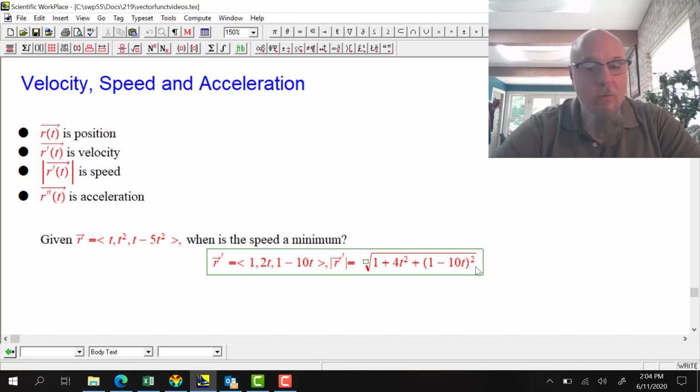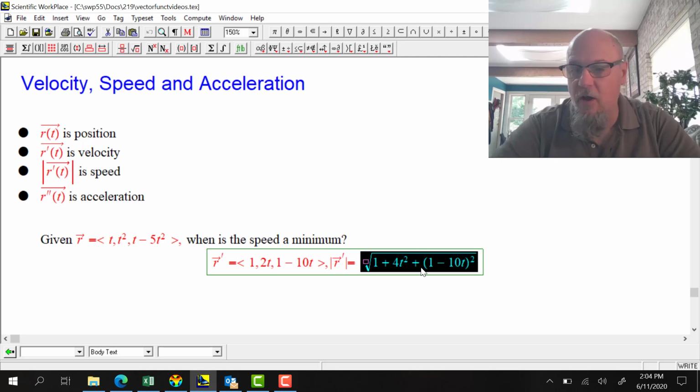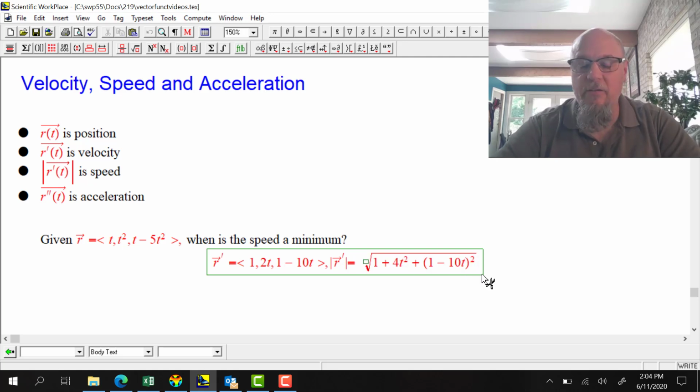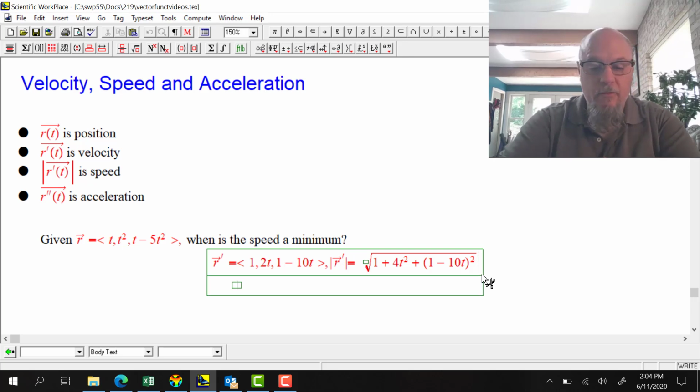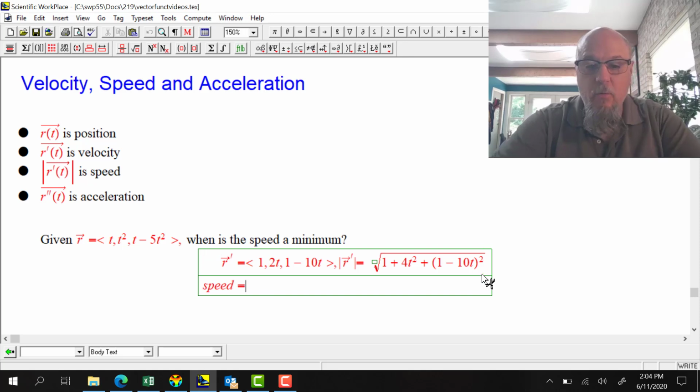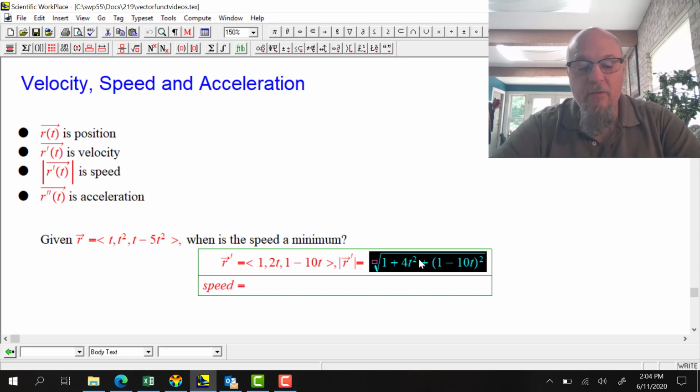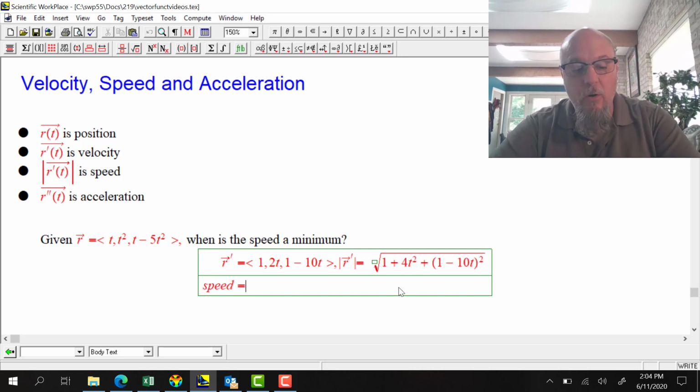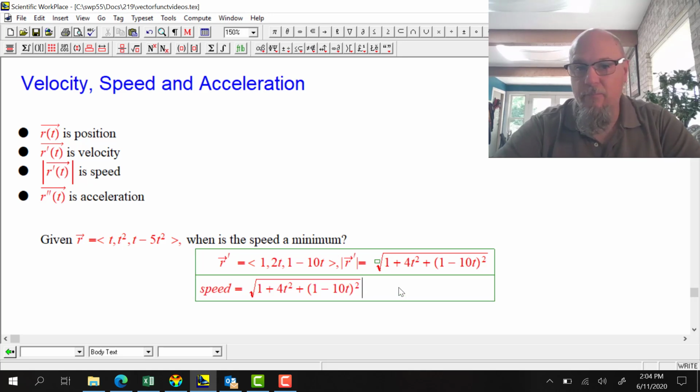Now what am I wanting to do? I want to find the minimum of that. Now this is a single variable, first year, first calculus course question. Here's a function of time, find its minimum. So I know mechanically what I'm going to do. I'm going to take its derivative, set it equal to 0, and solve for time. And that's the when is the speed a minimum.